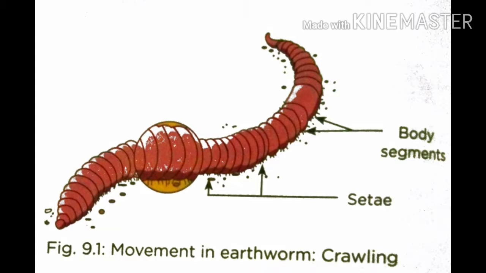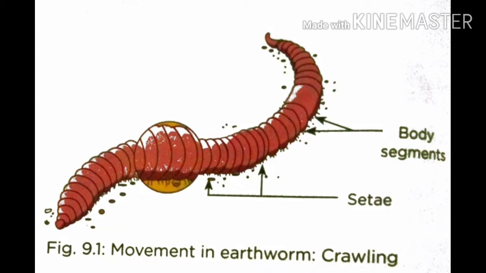By repeating such muscle expansion and contraction, the earthworm can move through soil. The body secretes a slimy substance to help the movement.